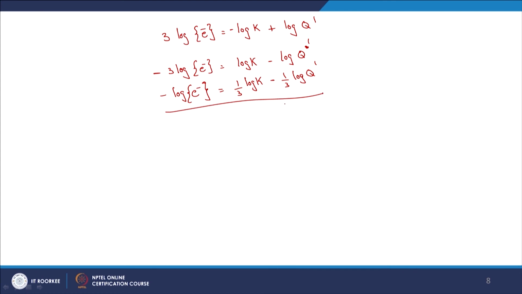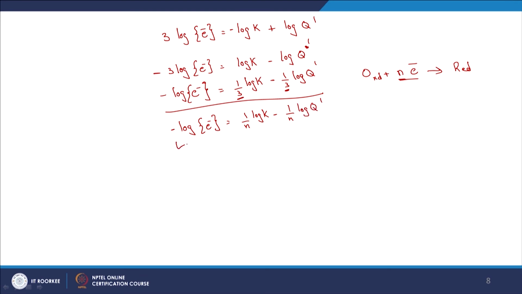So, here let us say what is this particular aspect with respect to 3, I guess? It is the number of electrons being transferred, right. So, the oxidized form plus the number of electrons goes to the reduced form. That is what I see here. So, if I represent 3 by n, the number of electrons being transferred, I will be left with minus log activity of electron equal to 1 by n log k minus 1 by n log q dash, right.